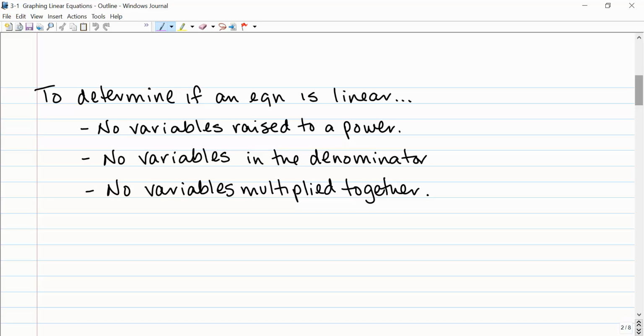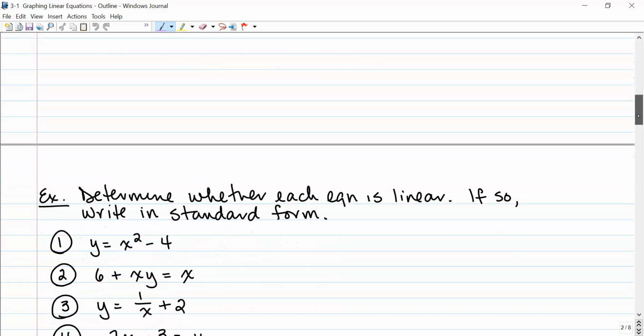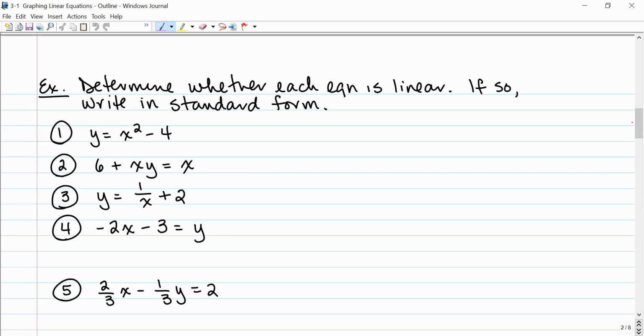To determine if an equation is linear, you can have no variables raised to a power, you can have no variables in the denominator, and you can have no variables multiplied together. So let's take a look at a couple examples here. Determine whether each equation is linear. If so, write it in standard form.